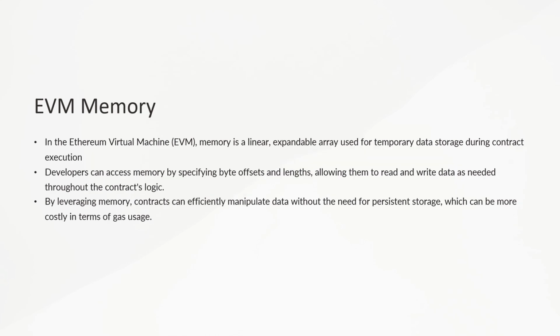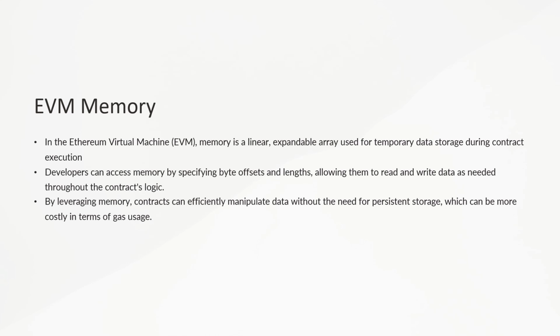The third component of the execution context is EVM memory. In the Ethereum Virtual Machine, memory is a linear, expandable array used for temporary data storage during contract execution. Unlike storage, which is persistent, memory is cleared after each transaction. Developers can access memory by specifying byte offsets and lengths, allowing them to read and write as needed throughout the contract's logic. The EVM memory is a crucial component for smart contract execution, as it provides a dynamic workspace for storing intermediate values and performing complex computations.